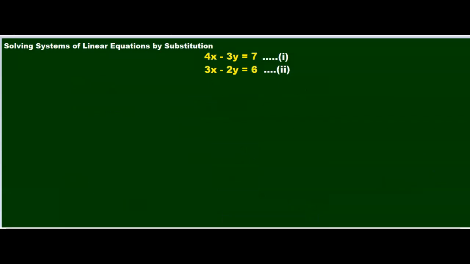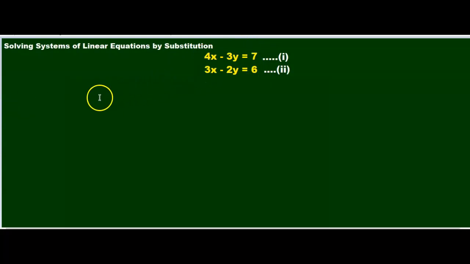Let's try something a little bit more challenging. In this case, we don't have it in terms of just one x or one y, and there are no nice greatest common factors or anything like that. Now, for this problem, it's probably better to do elimination rather than substitution. But I'm going to show you how you do substitution for something like that.